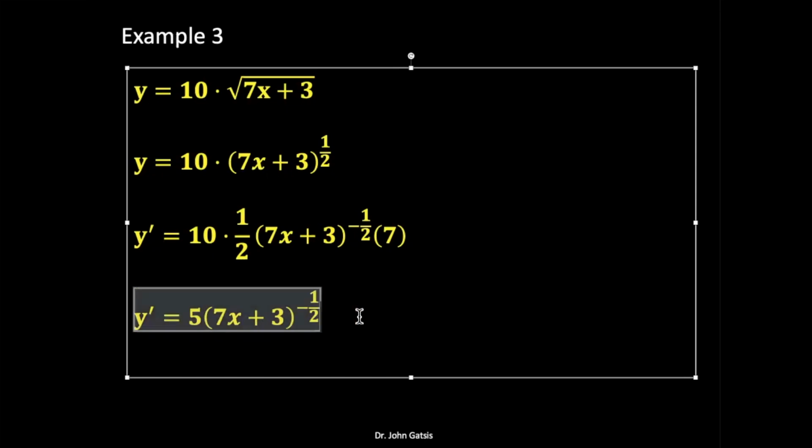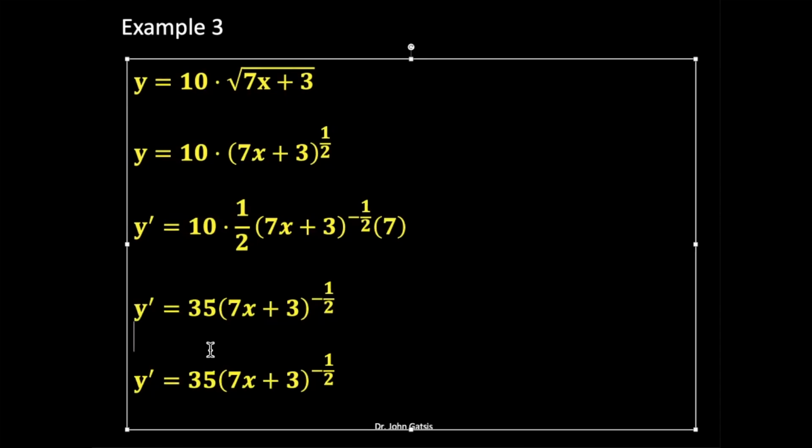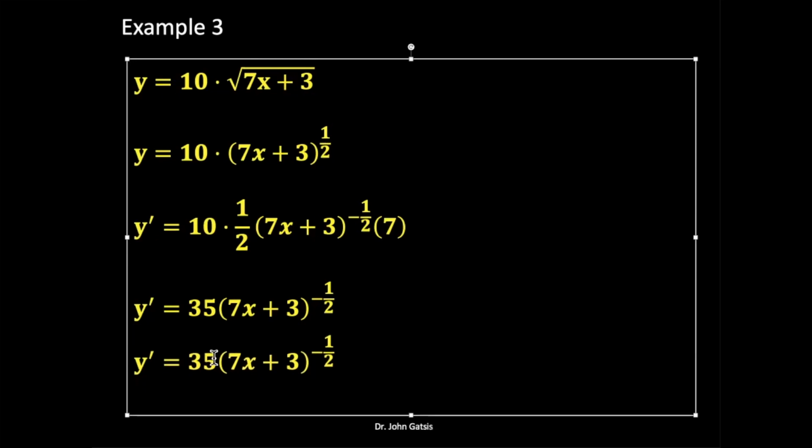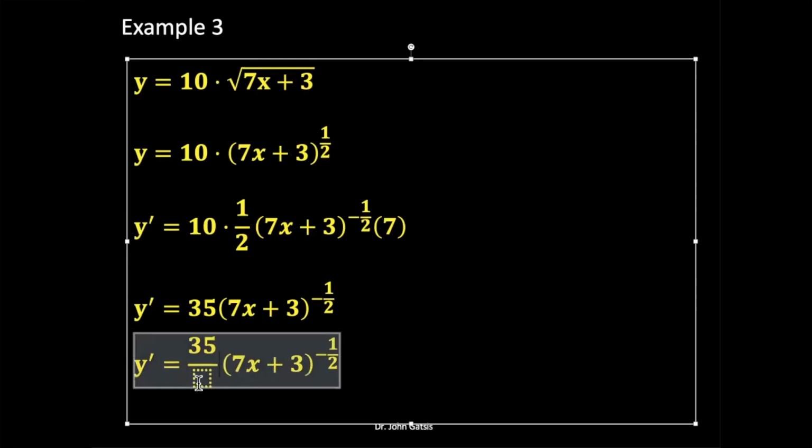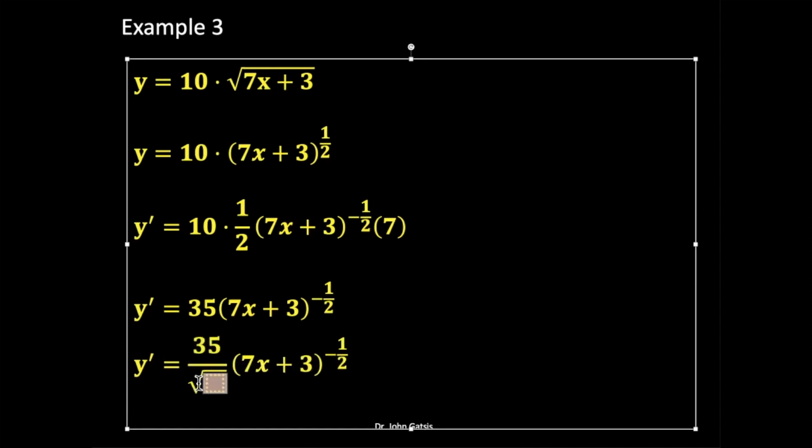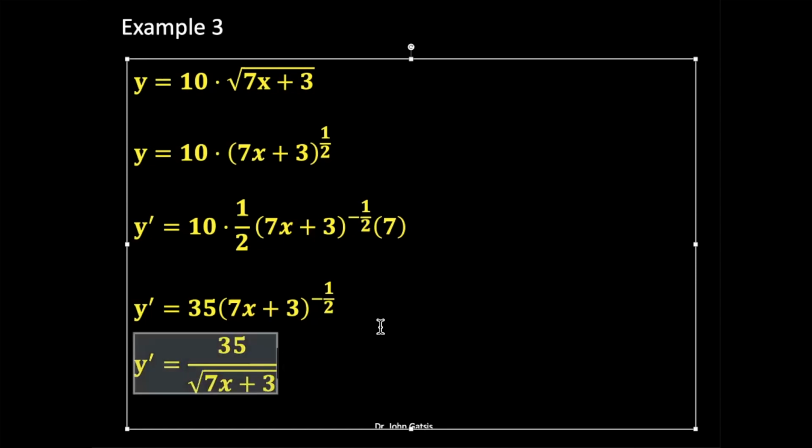Furthermore, we have a 7 here, and 5 times 7 is 35. And in that final step, we can bring the negative exponent down and make it a denominator as such. So what I'll do here is I'll divide by the square root of 7x plus 3. And there you have it.